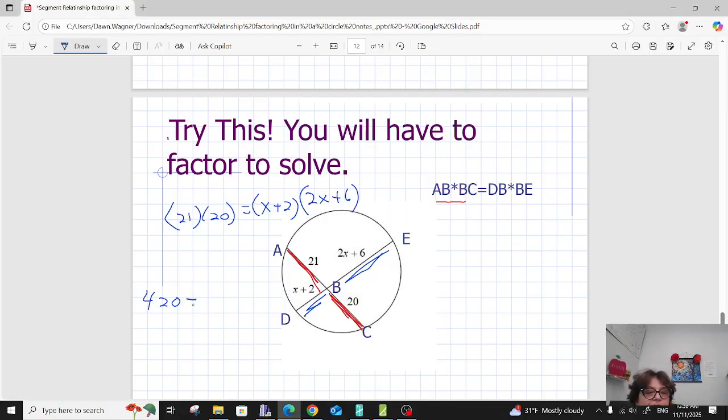420 has to equal. Now, you have to factor this. So, that would be what? 2x squared, because x times 2x. Then you're going to do x times 6. So 2x squared plus 6x plus 4x plus 12. You need to combine your like terms. So you would get plus 10x plus 12.